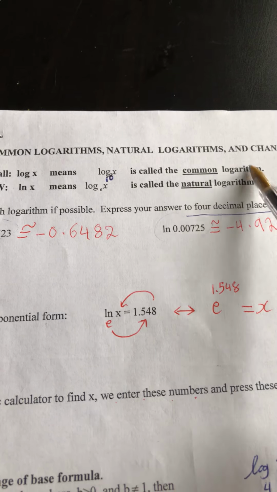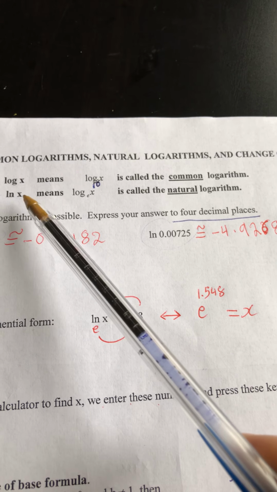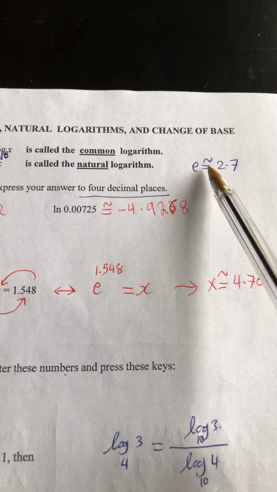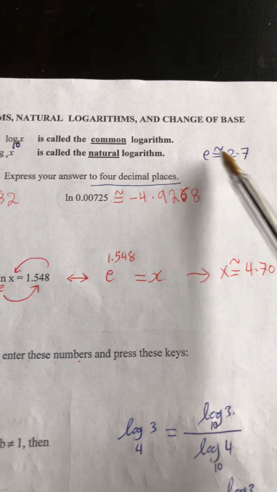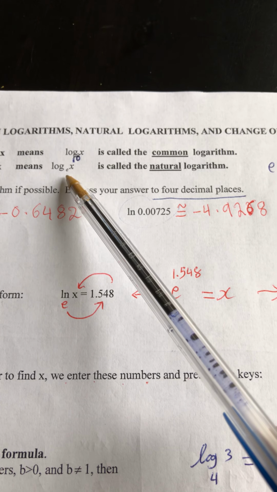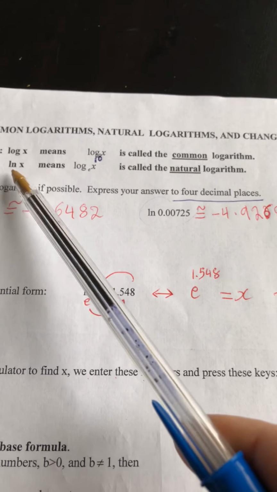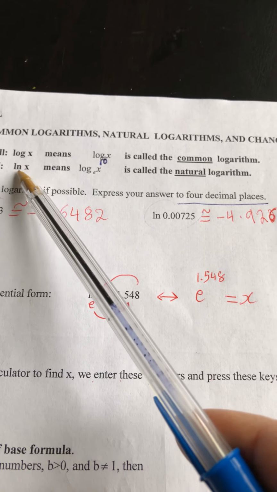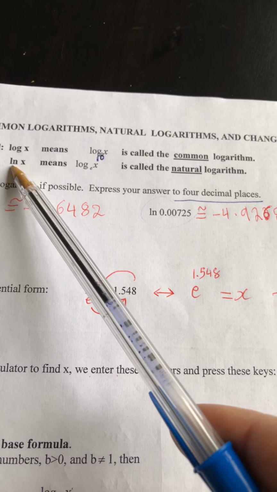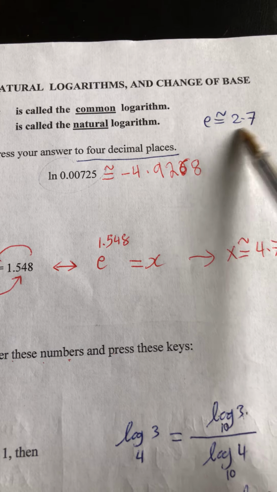Now, new in this section is ln x. If the base for the log is e, it is called natural logarithm, and e here is approximately equal to 2.7. So if the base for the logarithm is e, this log is called natural logarithm, and we denote it by this symbol ln. So ln means natural logarithm. The base here is e, and e is approximately equal to 2.7.